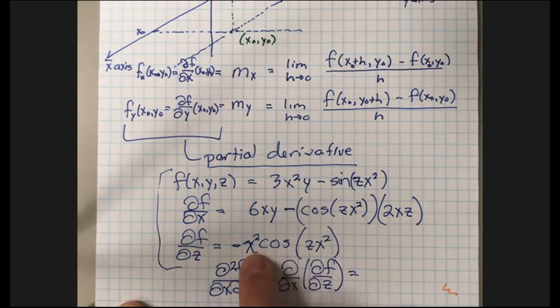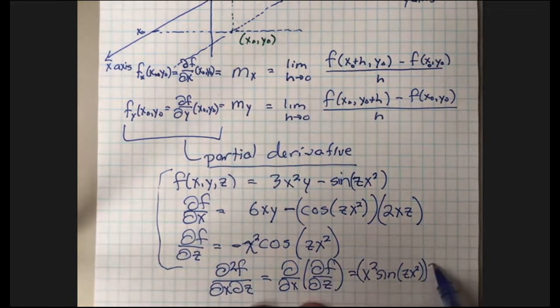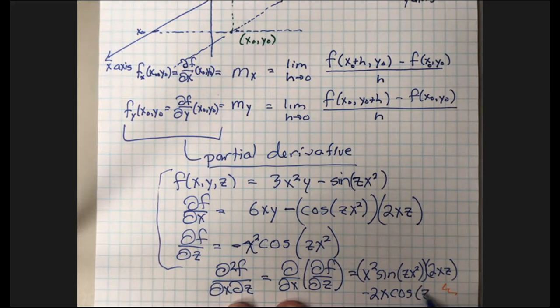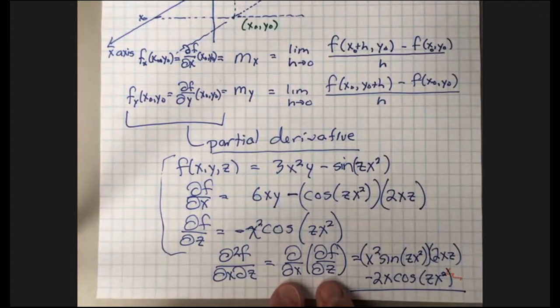So now I've got to do product rule and chain rule. First times the derivative of the second, derivative of cosine is minus sine. So this is sine of zx squared. And then chain rule kicks in. I have to multiply this by the derivative of this with respect to x, which is 2xz. But now second times the derivative of the first, it's minus 2x cosine of zx squared.